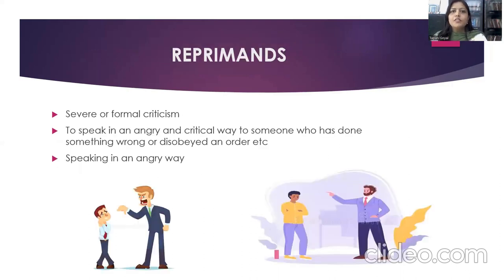Then the second rubric is reprimands. So reprimand is actually scolding someone. It is a severe or formal criticism. It means to speak in an angry and critical way to someone who has done something wrong or disobeyed an order. So reprimand is actual scolding or a formal or official scolding, whereas admonition is only a warning, prior to something happening, before misbehavior has happened.